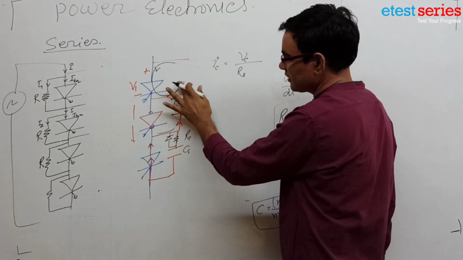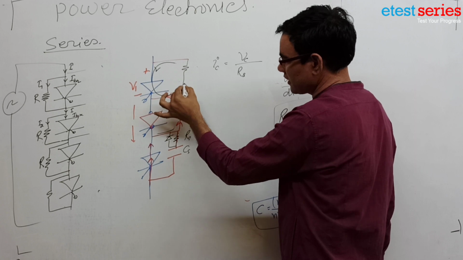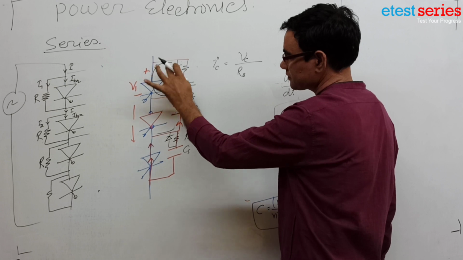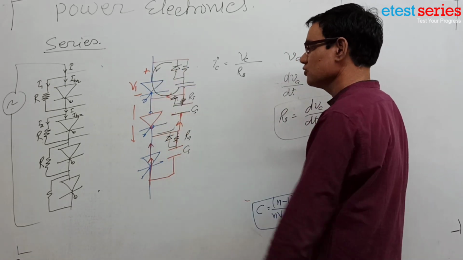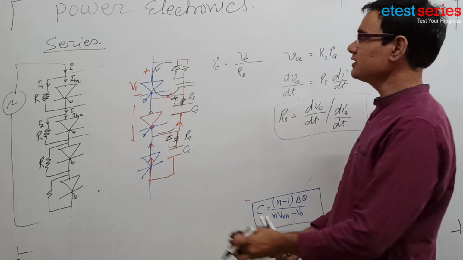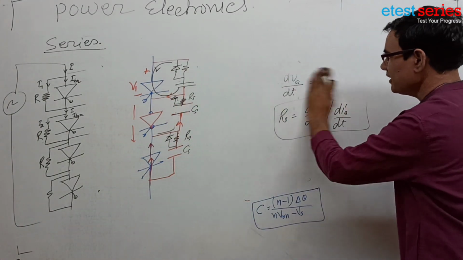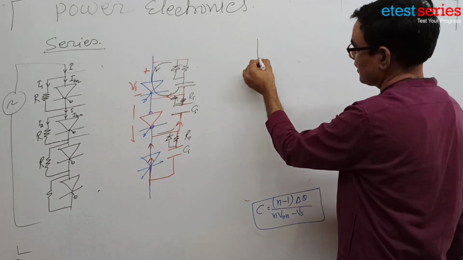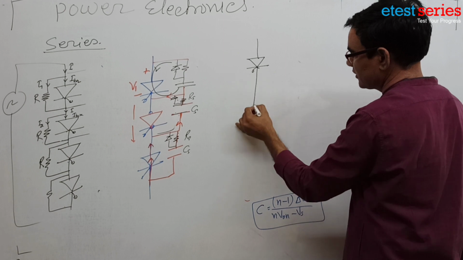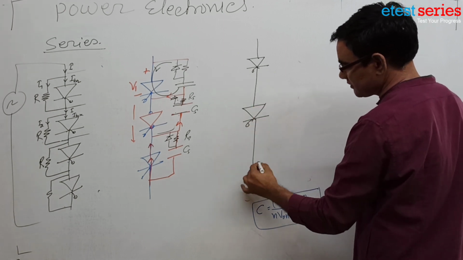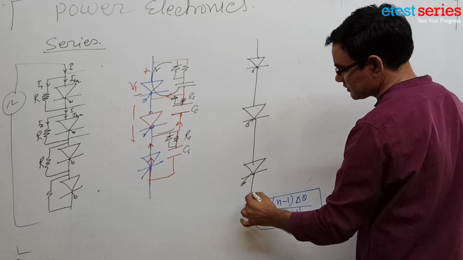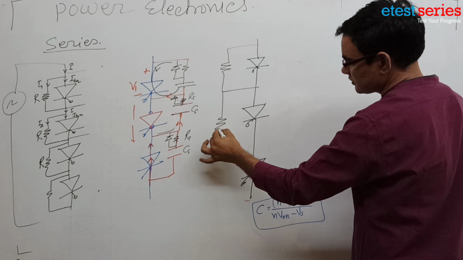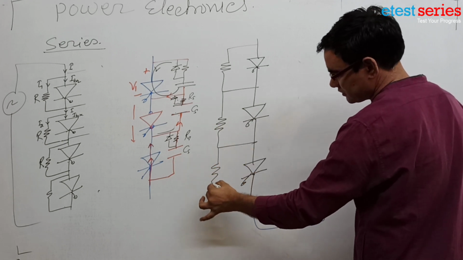So the circuit arrangement is back like this. There is a resistance and a capacitance, and parallel to that resistance there is a diode that provides the path to flow the current. So finally the circuit is: this is the SCR, this is the second SCR, this may be the third SCR, these are the SCRs. This is the resistance, this is the further resistance, this is the third resistance.